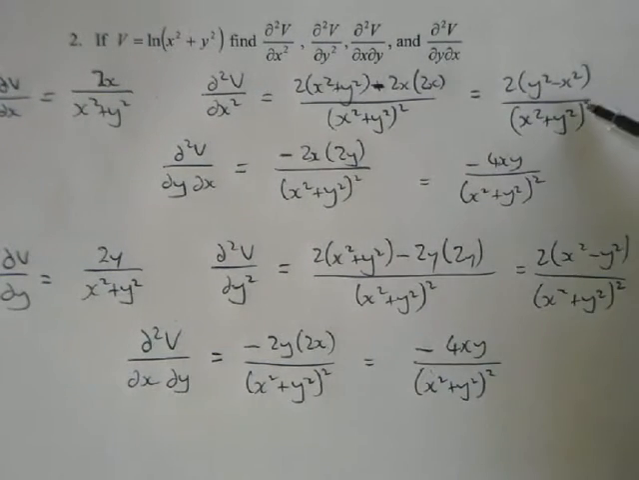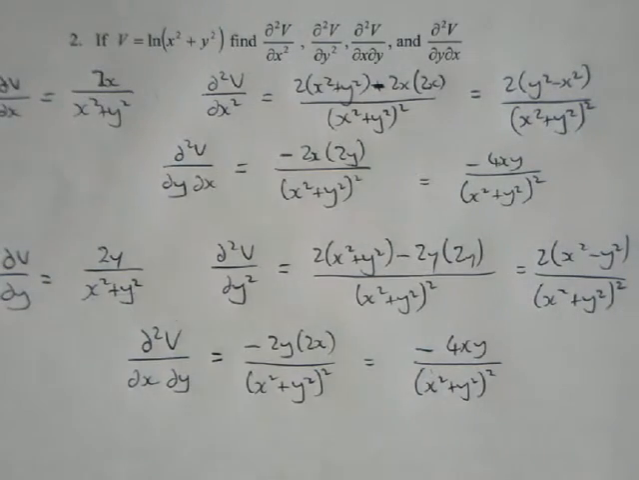And you'll notice again that the two mixed ones are the same, even though the two straight ones, the x twice and the y twice, are different, although in this case symmetrical because the function we started off with was symmetrical.